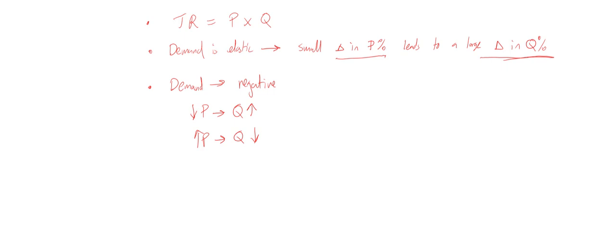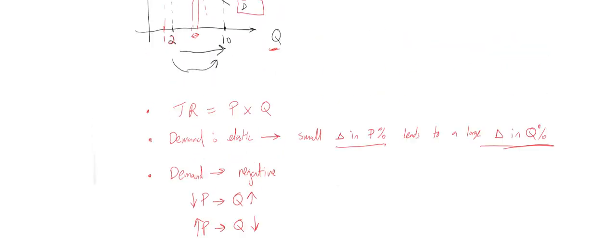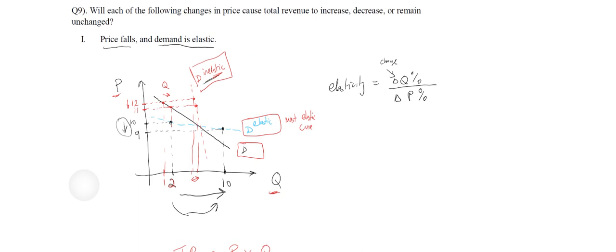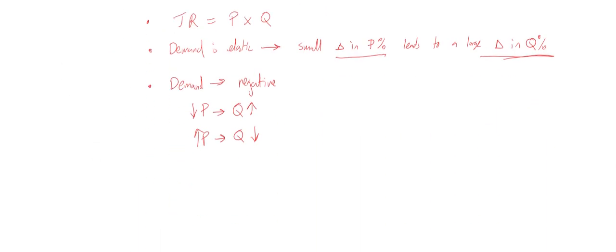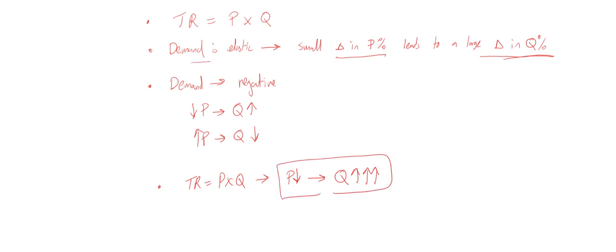Now we're able to answer the question. Price falls, demand is elastic, and we have all these 3 points. Total revenue is equal to price multiplied by quantity. If the price drops by a small portion, what would happen to Q? Q is expected to increase by a massive portion, and that's because demand is elastic. This is the second point: a small change in P leads to a very massive change in Q.